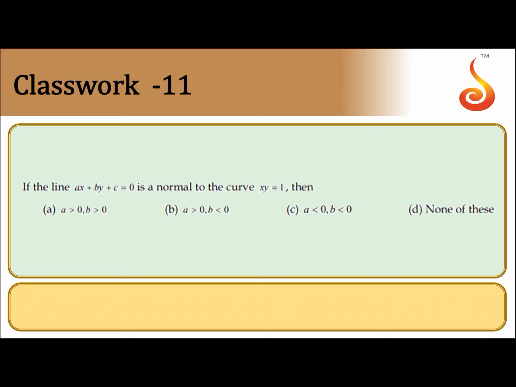Next, if the line ax plus by plus c is equal to 0 is normal to the curve xy is equal to 1, one of the conditions is satisfied. The normal is ax plus by plus c equals 0. The slope of the normal here is minus a by b.